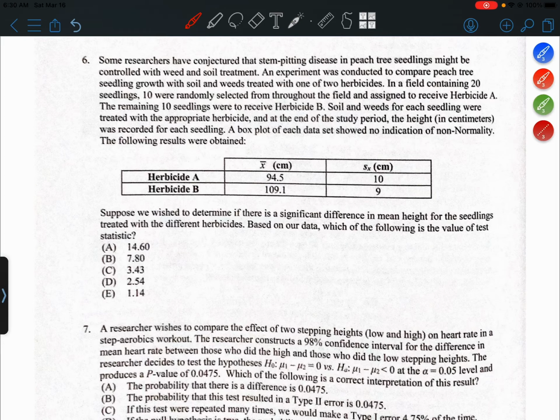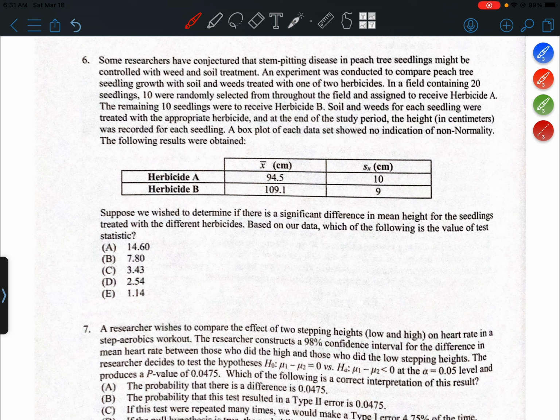Question 6. Some researchers have conjectured that stem pitting disease in peach tree seedlings might be controlled with weed and soil treatment. An experiment was conducted to compare peach tree seedling growth with soil and weeds treated with one of two herbicides. In a field containing 20 seedlings, 10 were randomly selected from throughout the field and assigned to receive herbicide A. The remaining 10 seedlings were to receive herbicide B.